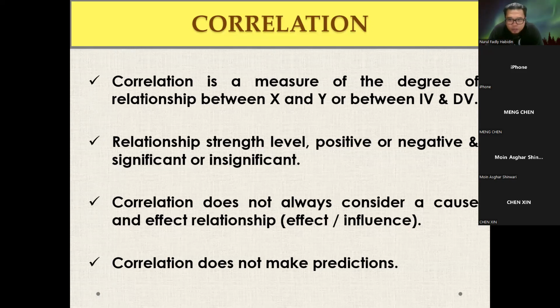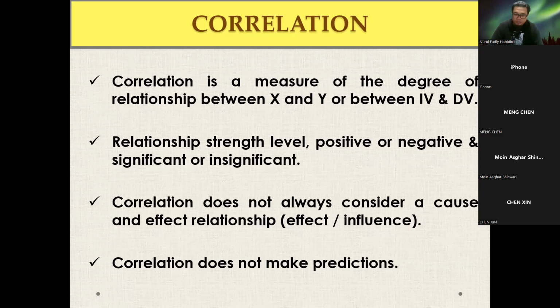Relationship strength level, positive or negative, we can basically find from the result. From the correlation analysis, we can see whether the result is positive or negative. Then we also say whether it is significant or insignificant, which we also call not significant. Another thing you should know is the levels: high, moderate, and low.